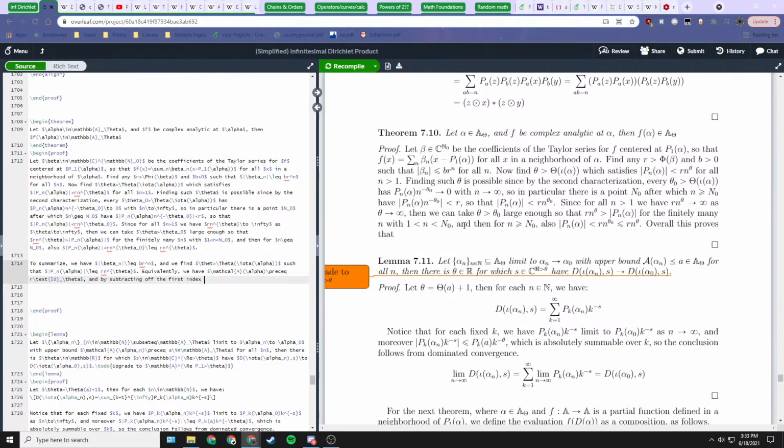oh yeah, okay, let's fix this real quick. Okay, so now find theta which satisfies this is strictly less than, instead of r, we'll do 1 over r. Finding such theta is possible since by the recursion, blah blah. There is a point n0 after which this is strictly less than 1 over r, so that this is strictly less than 1 over r to the n power theta 0.